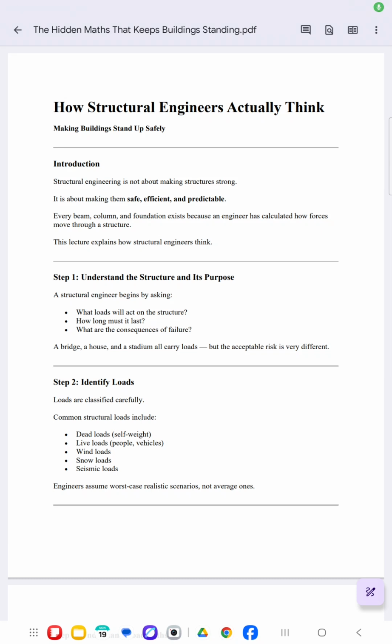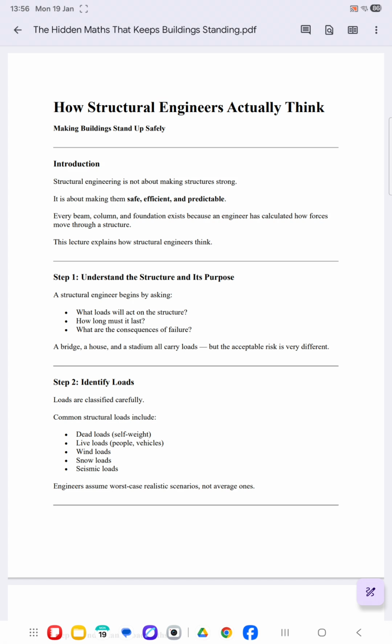The hidden maths that keeps buildings standing, or how structural engineers actually think. It's about making buildings stand up. Our introduction: structural engineering is not about making structures strong. It is about making them safe, efficient and predictable.